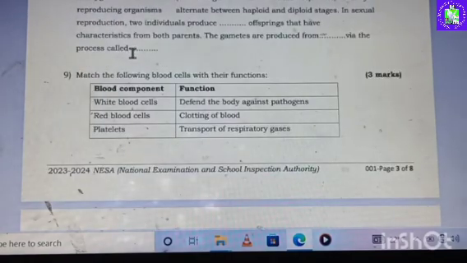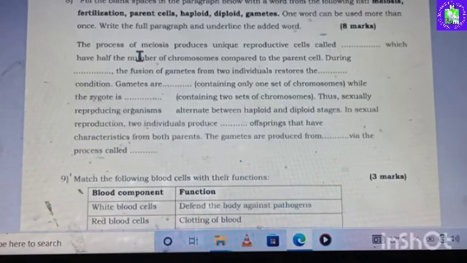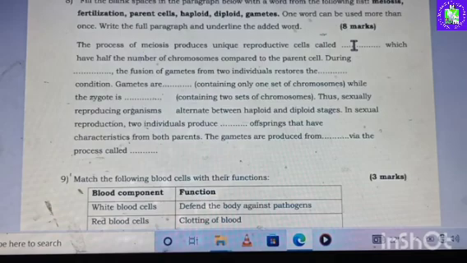The gametes are produced from gametes via the process called meiosis. Let us summarize it.